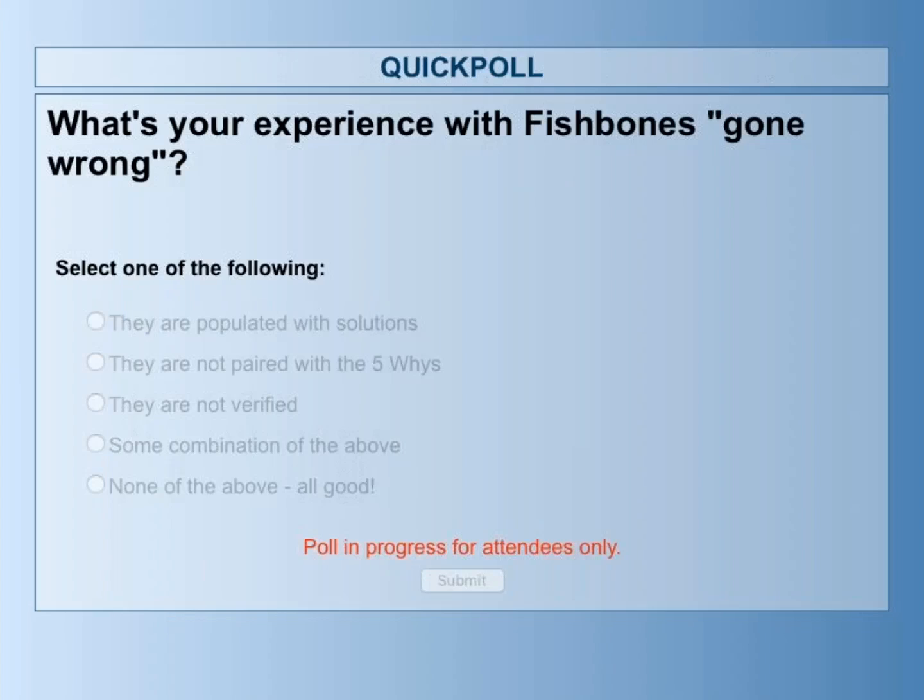One of the first things I see with Fishbones gone wrong is the fish head is not stinky. The whole idea is that the effect is supposed to be an undesirable effect that you're trying to avoid. And it's not. It's sort of like, where do we want to go for our company retreat? They use it as a brainstorming tool and not necessarily brainstorming root causes. That's the one I see the most, that the fish head is not a stinky, undesirable effect that you're trying to avoid or mitigate.